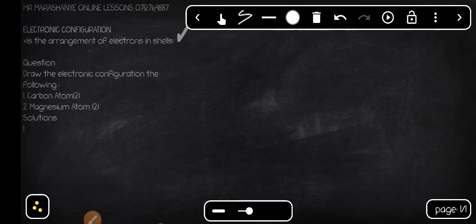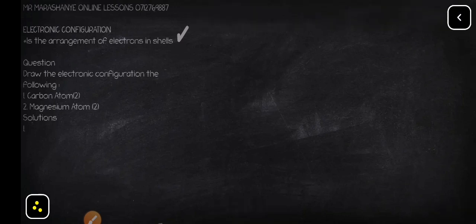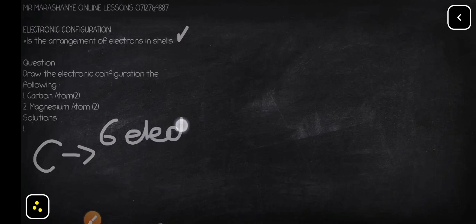So first of all, you need to know that carbon, represented by the symbol C, has 6 electrons. On those 6 electrons, you remove 2 first that you are going to put on the first shell. If you remove 2 from these 6, you are left with 4, which means on the first shell you are going to put 2 electrons, and on the second shell you are going to put 4 electrons.